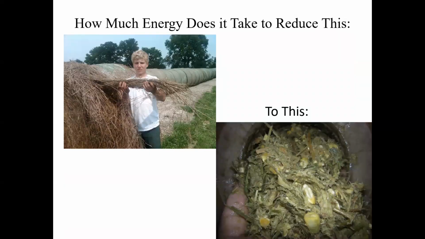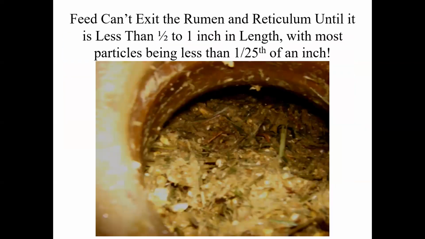So the question I ask, especially when we're feeding round bales, is how much energy does it take to reduce a particle size that's 2 or 3 feet long down to a particle size that is a ½ an inch in length? And the critical thing to remember is that feed can't exit the rumen until it's less than a ½ inch to 1 inch in length in most cases, and the majority of particles are less than a 25th of an inch in size.